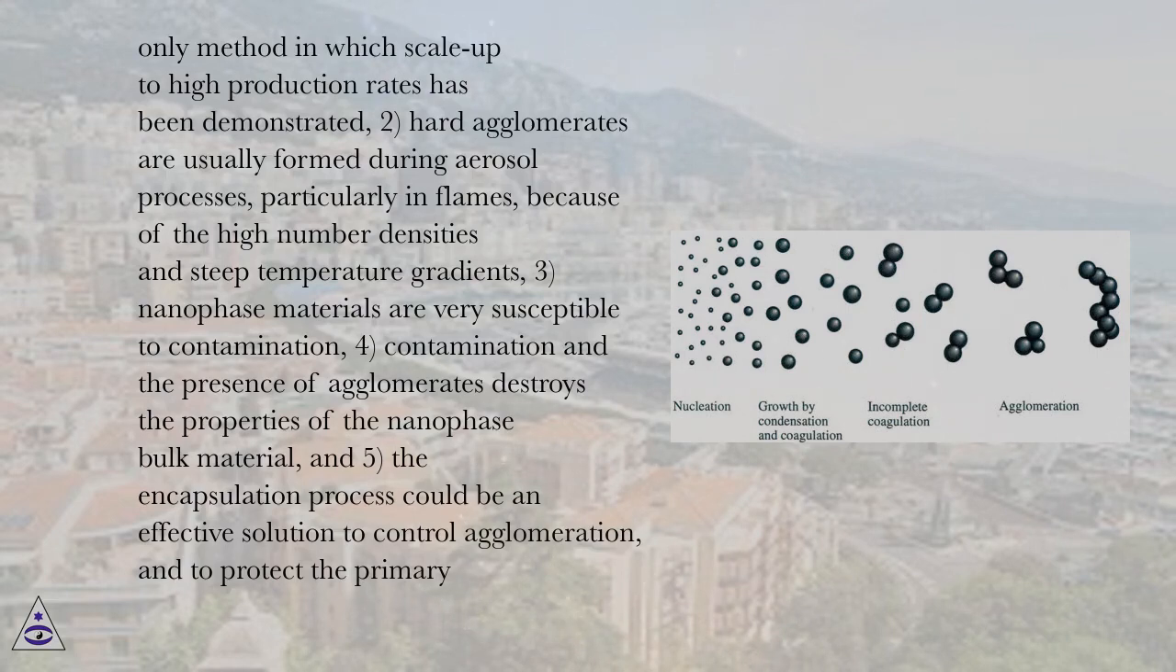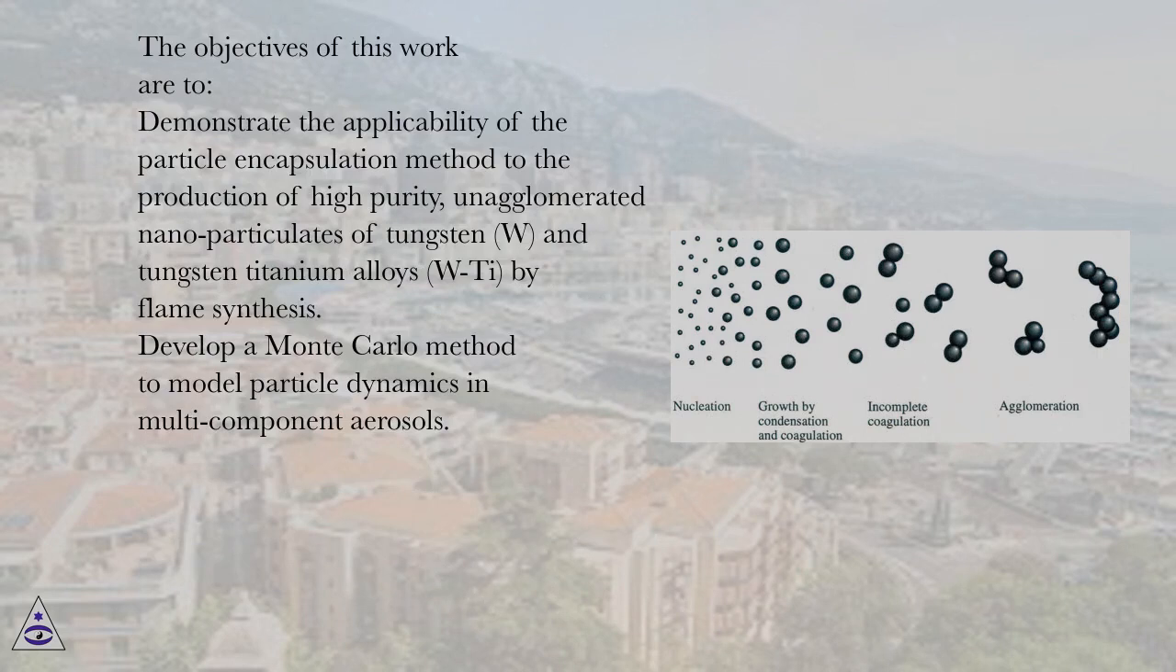And 5. The encapsulation process could be an effective solution to control agglomeration, and to protect the primary particles from contamination. The objectives of this work are to demonstrate the applicability of the particle encapsulation method to the production of high purity, unagglomerated nanoparticulates of tungsten, W, and tungsten-titanium alloys, WT, by flame synthesis.